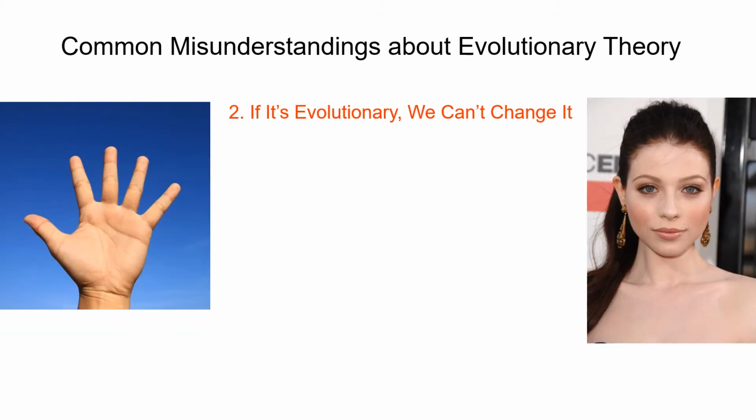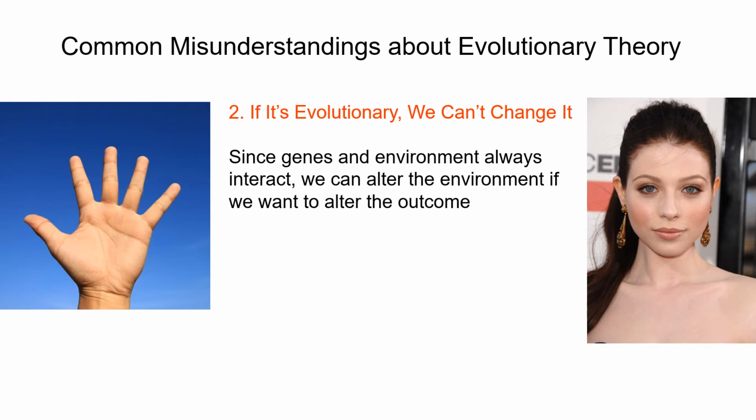Okay, next slide is related to the first one. The first one is biological determinism in such a sense. The next one is if it's evolutionary, we can't change it. Well, since the genes and environment interact, we can change our outcomes, our behaviors, our responses by altering the environment. So you see here on the left, a hand without calluses. That is because this individual didn't do things that would have resulted in calluses. The same with the previous one. If you want calluses, you do things that result in calluses, and you can get calluses.